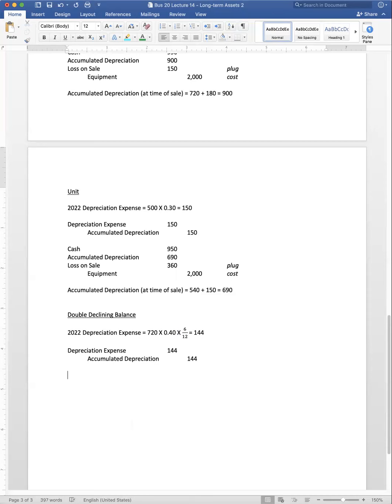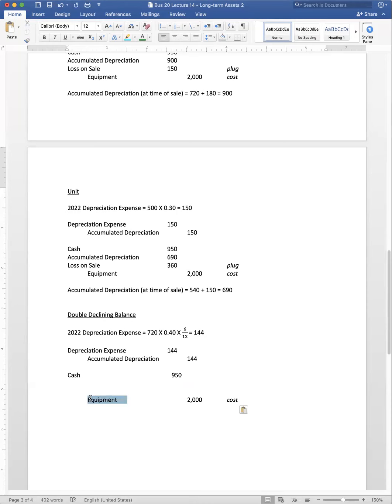All right, now we can get to the journal entry to sell the equipment. So one last time, let's go through. Start with the easy part first. We're selling equipment for cash. So we know we're going to have to debit cash for $950. We're selling equipment. So that means we're going to have to credit equipment for its original cost of $2,000.